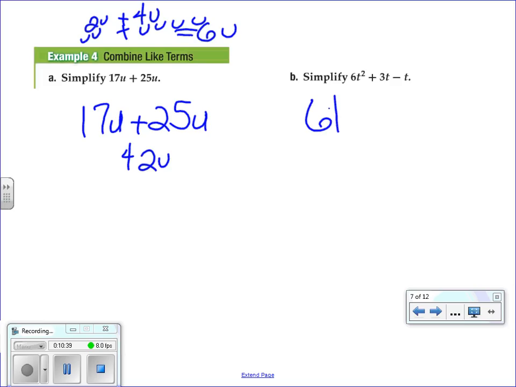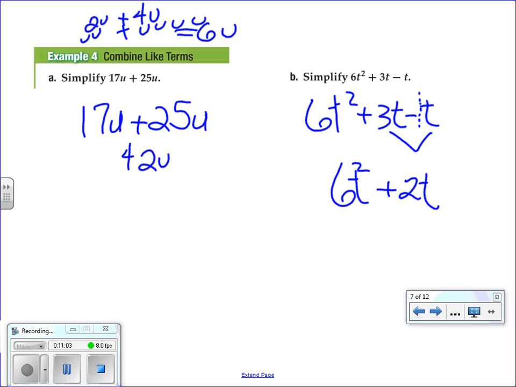Okay, 6t squared plus 3t minus t. I'm going to go ahead and put a 1 right in front of there because I know it's there. It's just hiding, just to remind myself. Okay, so we have like terms right here. So I have 6t squared plus 3t minus 1t will be 2t. Simplest form right here.